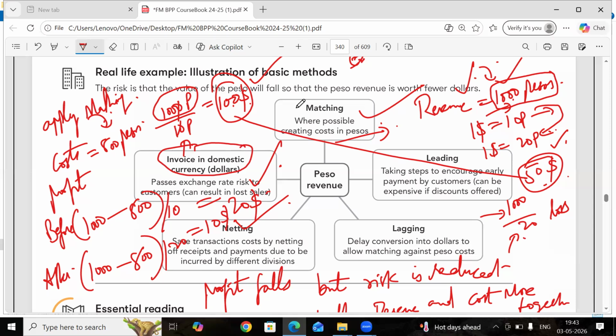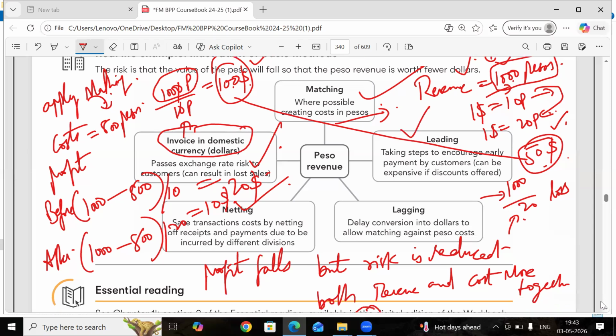Finished. Now, leading. What is leading? Try to ask your customers to pay as early as possible. You ask them to pay today only, and try to give them discounts. What will happen is if they make the payments to you today, you go and exchange at spot rate, and there's no exchange rate risk because today you are well prepared. You and the entire world is well prepared for that exchange rate. Lagging.